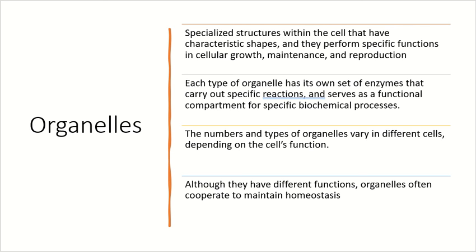The number and type of organelles is going to vary in different types of cells. This is going to depend on the cell's function. So not all cells are going to have all of the organelles that we're going to discuss in this lecture. Although they have different functions, organelles are often going to cooperate in order to help to maintain an overall homeostasis within the cell. So although they do have individual functions, they do tend to work together to maintain balance in the cell.